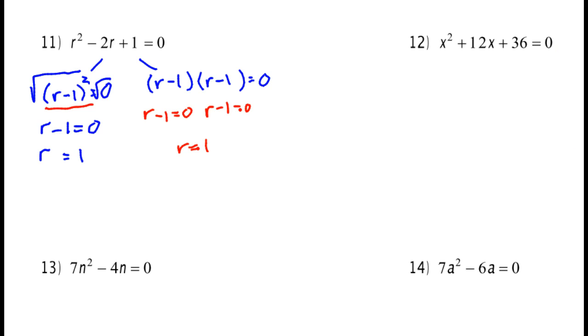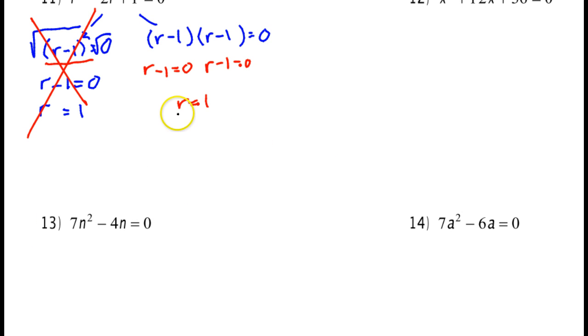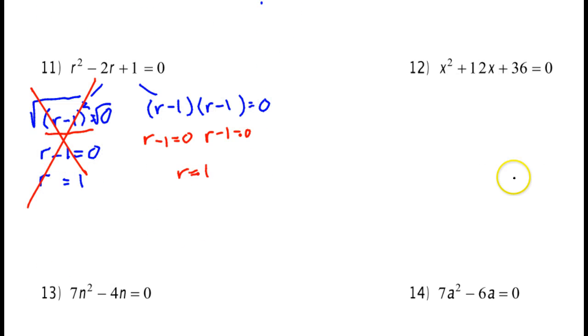So on the back, we're just practicing. You don't have to do both of them. I just want you to do just the factoring. But know that you get the answer for both. Now, what does it mean when you get one answer? I only got r equals 1. What does that mean? What does that look like?